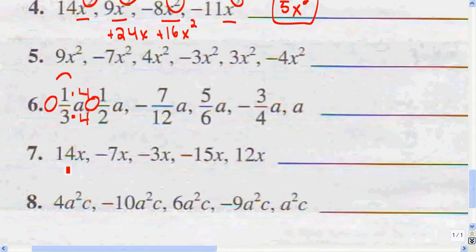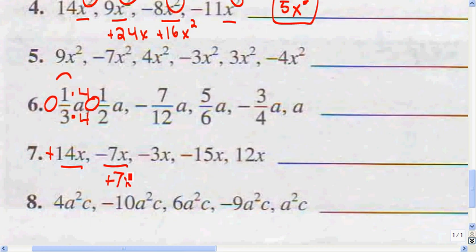Okay, here you've got 14x minus 7x. That 14 minus 7 is 7. And then since the bigger sign is positive, you've got a positive 7x, right? But now you have a negative 3x. So when the signs are different, you subtract. So positive 7x minus 3x is 4x. And it's going to be a positive 4x because the bigger number is positive. So now I've got a positive 4x.